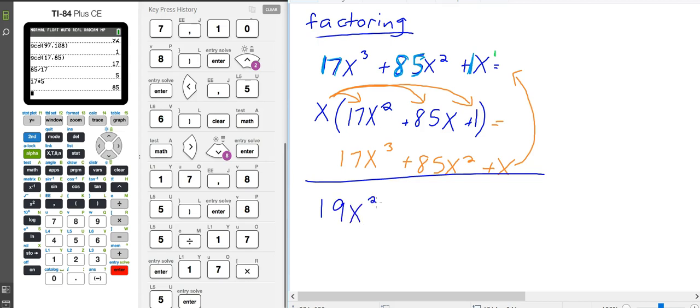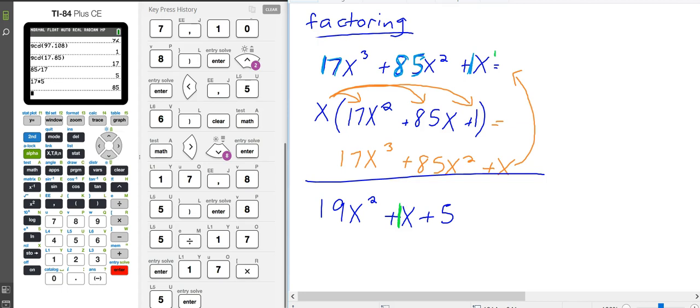19x squared plus x plus 5. Can we pull out a number? We can't, because even if there would be a GCF of 19 and 5, which there isn't, we only have a 1x over here. So the greatest number we could pull out, and we don't bother pulling out a 1 because when you multiply by 1, it just stays the same. So we don't bother pulling out a 1. There are no numbers we could pull out.